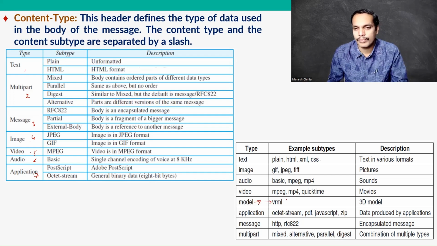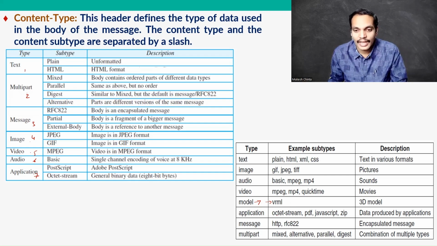Of course, it is not in much use right now, but there is another. This is another one which has been added to the MIME standard, where you can send 3D models also through email. Next comes the application type. Application is a catch-all for all formats. That means whatever file or data is not covered by any of these other types comes under the application type.